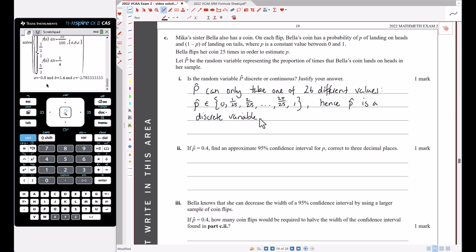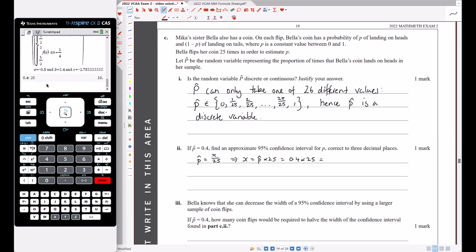Okay, so p hat. When we find a confidence interval on the CAS, we actually need to know the number of successes. We need the x value. So we know that p hat is x on 25, which means that x is p hat times 25. So 0.4 times 25 is 10. So we had 10 successes.